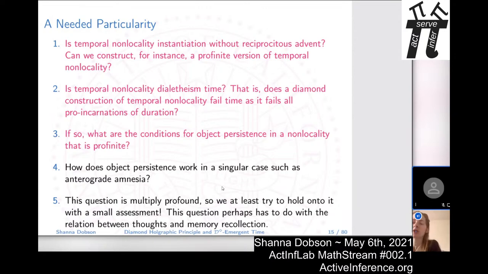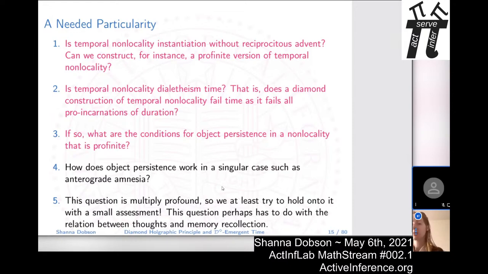So does a dialetheic construction of temporal non-locality fail time, as it fails all pro-finite conceptions of duration? You can get a lot of interesting, heavy questions with this. If so, what are the actual conditions for object persistence in a non-locality that is profinite? How do you actually do that? How does something persist in those conditions? How does persistence work in a singular case, such as anterograde amnesia? I spoke of Clive Waring last time, a beautiful pianist. He's still living, which is great, but he got anterograde amnesia and has no more personal memory, but has a motor memory. There are some difficulties there, but it's very interesting how the memory levels work.